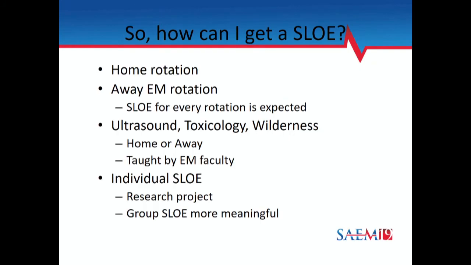How do you get a SLOE? As mentioned before, you're going to get one in your home rotation if you're lucky enough to have a home rotation at your institution. If not, you're going to get one from 2 away rotations. When you do an away rotation, you're supposed to get a SLOE. So if I see from your transcript that you've done 3 away rotations, but you only have 2 SLOEs, that's a little bit of a red flag. Did you go to that 3rd place and really bomb it and think, I'm just not going to submit the letter for this one? We're going to notice that, and that's going to be a concern.